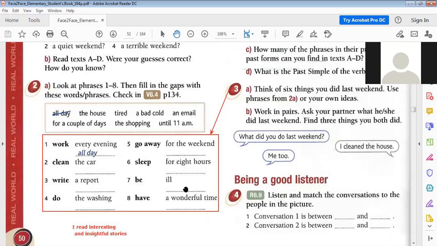Okay. Thanks. What about you, Basma? Can you tell us about your weekend? You can use some of these verbs if you want, and some of these phrases, but you're free to add any other verbs you want. Okay?